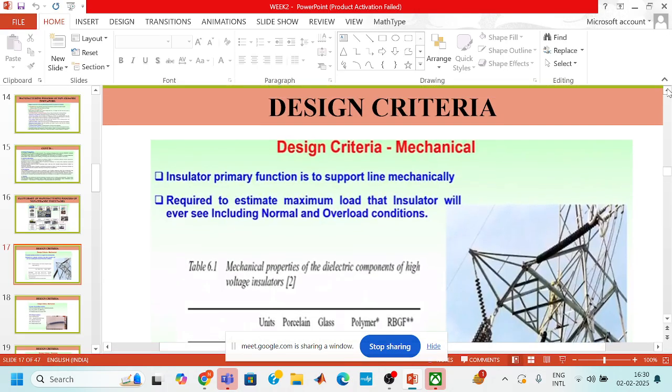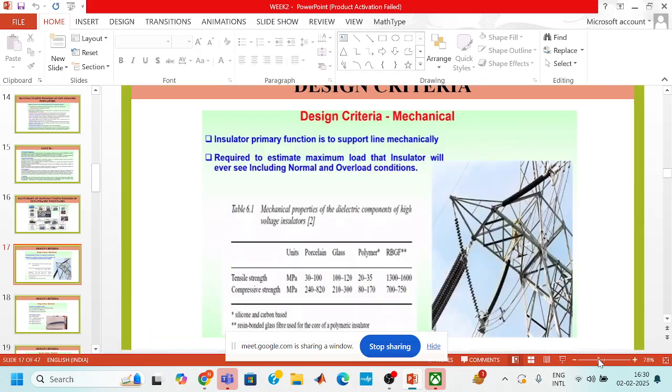So now we are moving on to the design criteria. What are the main design criteria for making an insulator? So we check for the mechanical test, electrical test, and environmental test. The insulator's primary function is to support the line mechanically. So it is required to estimate the maximum load that the insulator will ever see, including normal and overload conditions.